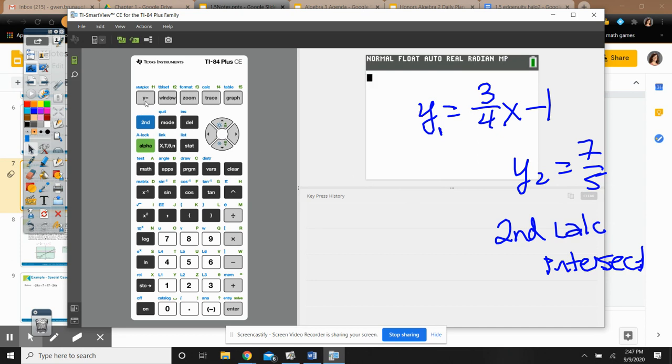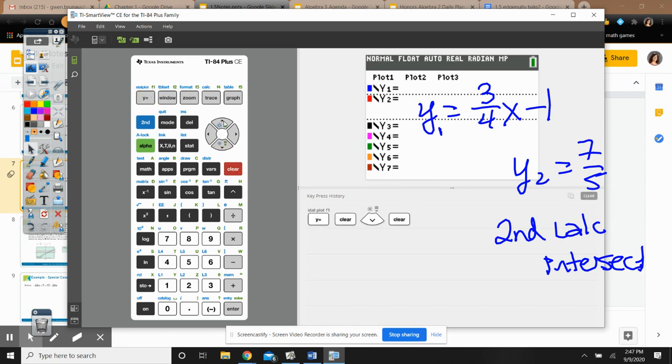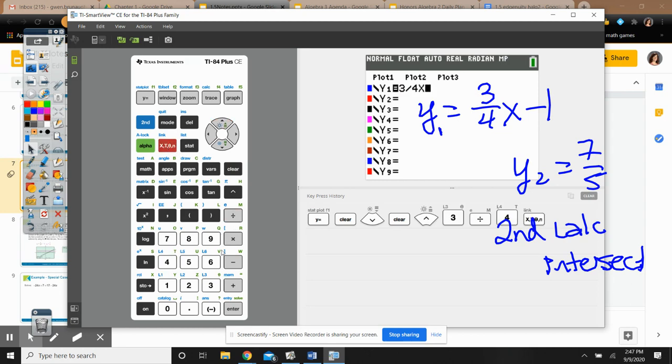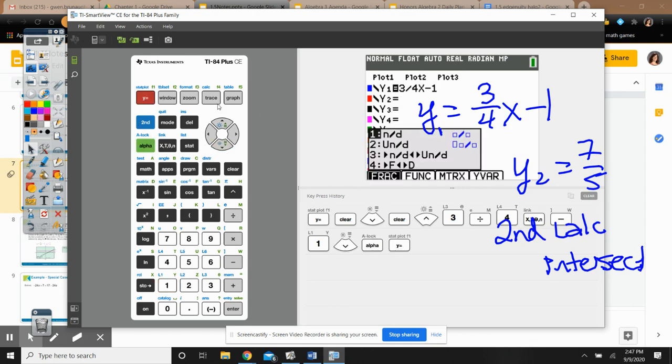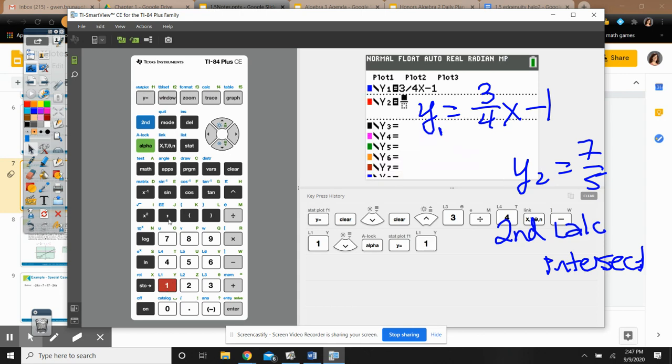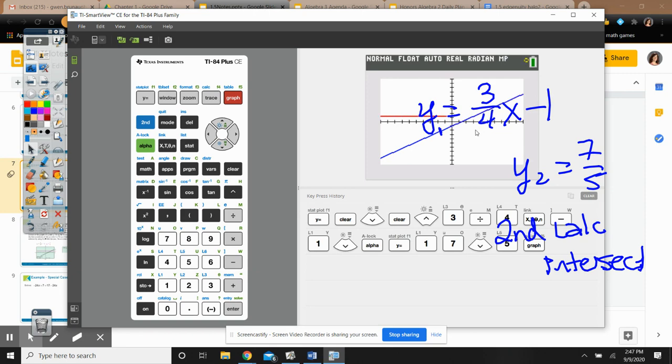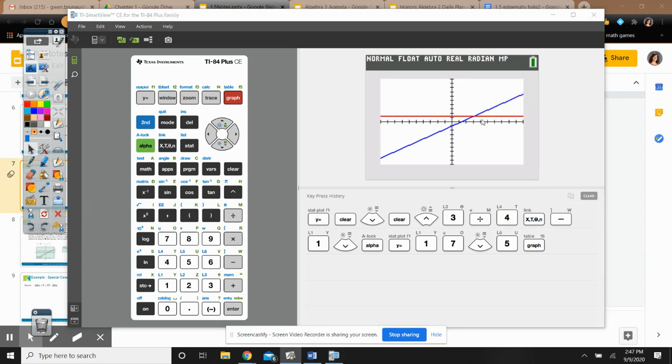Okay, if we type in y equals, I'm going to clear this out here, 3/4 x minus 1. I know some of you like to do the alpha y equals. You could have done that too. And in y2, I'll do the alpha y equals. And that one is 7/5. And I graph them both. You're going to have two lines that cross each other. Now I'm going to clear this out a little bit. So this will be my solution.